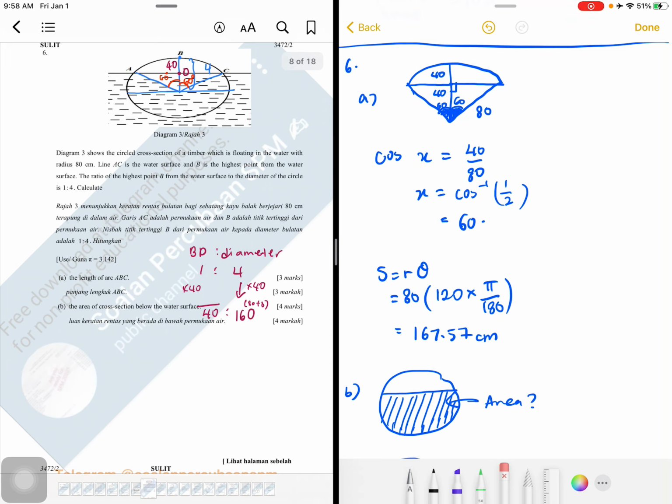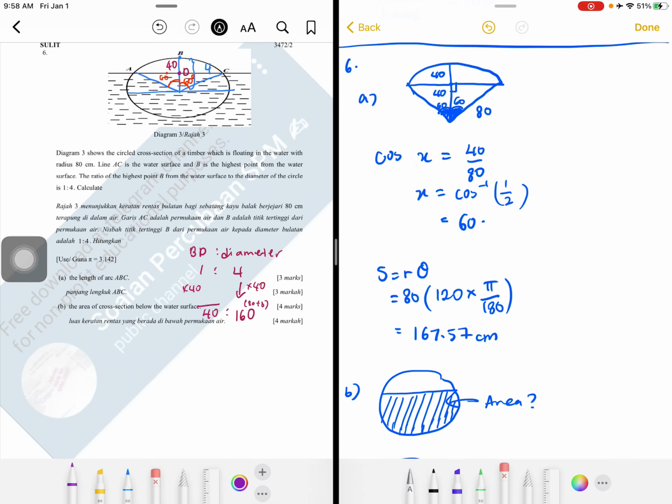Okay, so it is a circle cross section of timber. Dia adalah kayu balak kan. Dia dah bagi dah. Dia jari dia 80 cm. Okay, the radius is 80 cm. Line AC is and B is the highest point from the water surface. Okay, read the question carefully. The ratio of the highest point B from the water surface to the diameter of the circle. Highest point B from the water surface. Okay.